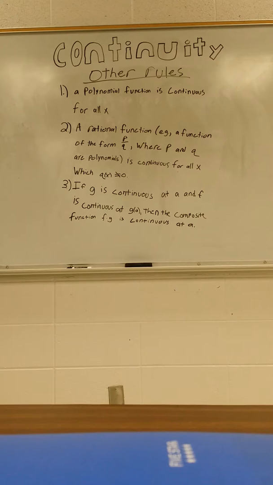And finally, we have three other rules of continuity. The first one is a polynomial function is continuous for all x, meaning any polynomial function is continuous. Second, a rational function, or a function in the form of p over q, where p and q are polynomials, is continuous for all x for which q of x does not equal 0. And finally, if g is continuous at a and f is continuous at g of a, then the composite of the function f of g is continuous at a.